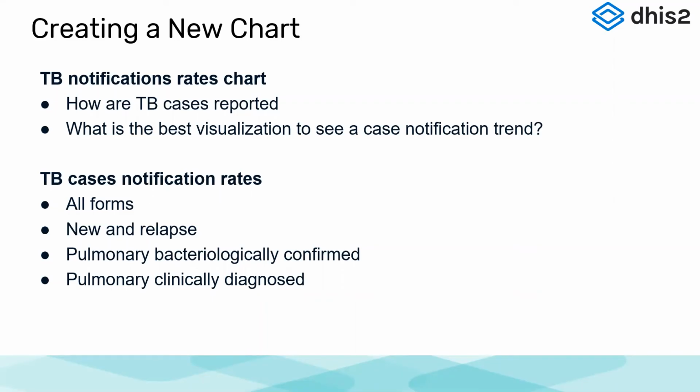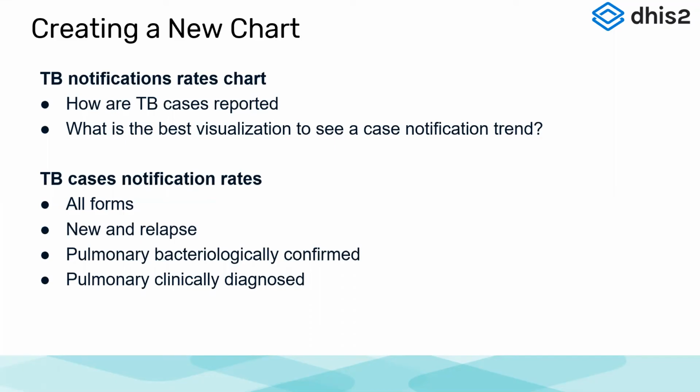So as mentioned, there are types of TB. They are categorized as new and relapse and pulmonary. And there is another component called extrapulmonary, which we are not considering for our chart now. And there is another classification called bacteriologically confirmed and clinically diagnosed. So I have chosen four indicators: the TB case notification rates for all forms, the new and relapse notification rate, the bacteriologically confirmed pulmonary rate, and pulmonary clinically diagnosed rate.